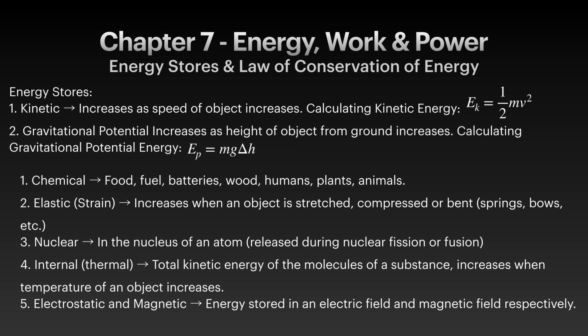Moving on, we have the chemical energy. This energy is often stored in food, fuel, batteries, wood, humans, plants, and animals. Next up, we have the elastic energy, also known as strain energy. This increases when an object is stretched, compressed, or bent. Examples are springs and bows.